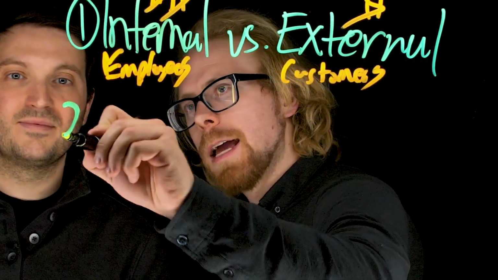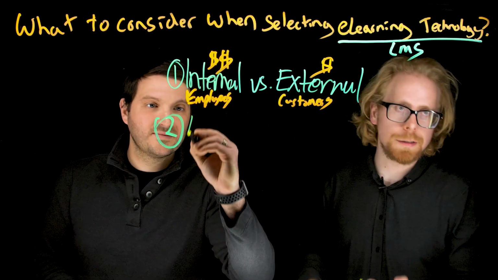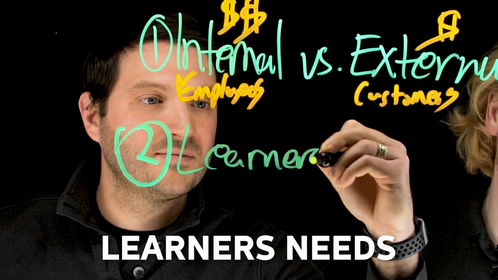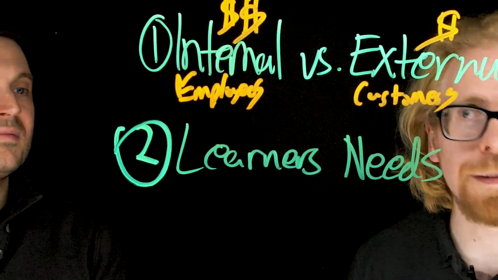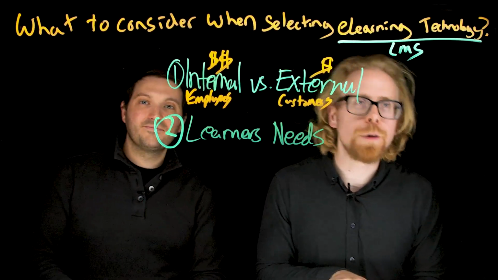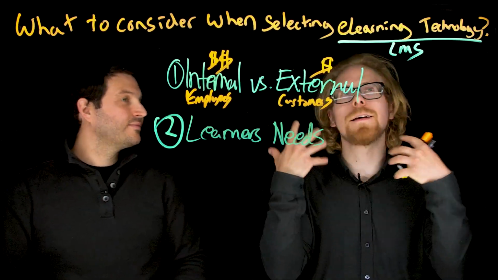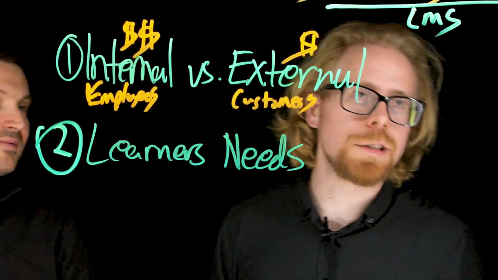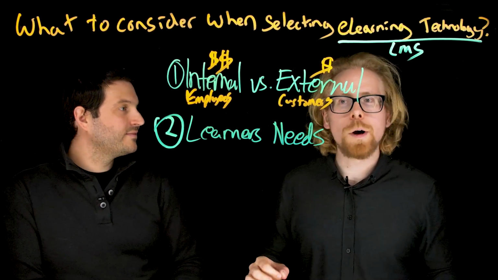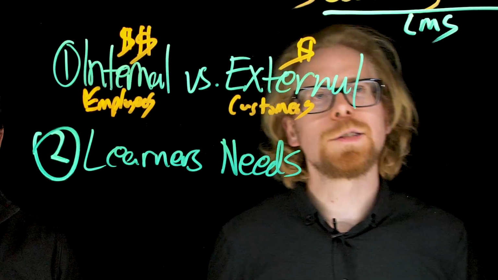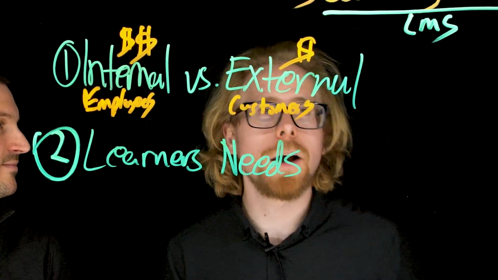Now, the second thing that you need to consider is your learners' needs. What do your learners need? What do your learners want? What type of interaction are they looking for? How do they connect? The best way to do this, by the way, really easy life hack, is see where your learners are currently spending most of their time engaging in content.